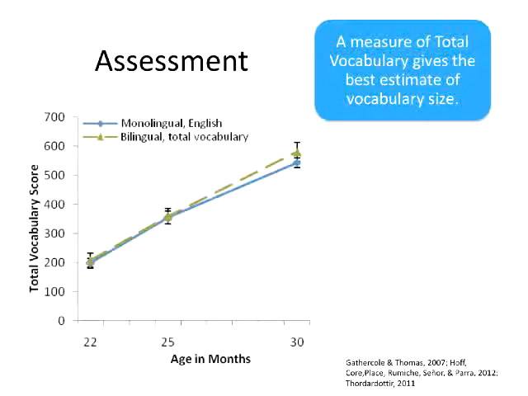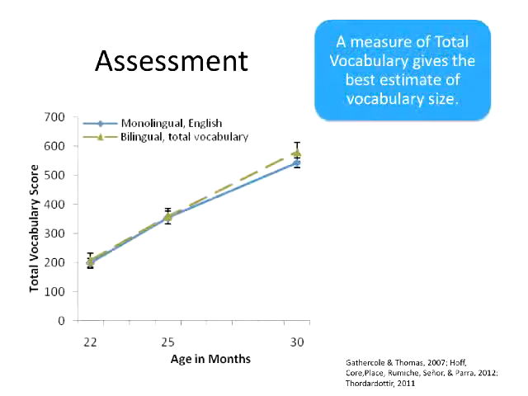So this is a graph from a paper that my colleagues and I published in 2012. We looked at children who were learning Spanish and English. The first time that we saw them was age 22 months, and the last time that we saw them was age 30 months. And we used vocabulary checklists to measure their vocabulary size in English and in Spanish. And we found that when we added the number of words in English plus the number of words in Spanish, the monolingual children are on this blue line, and our bilingual children are on this green dashed line.